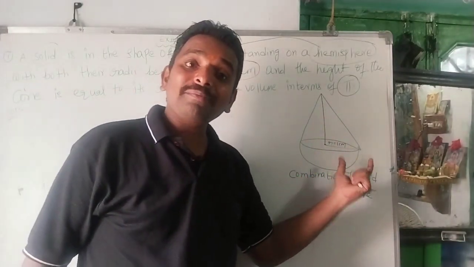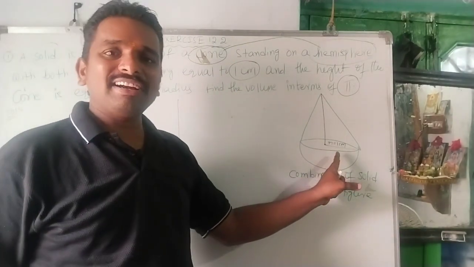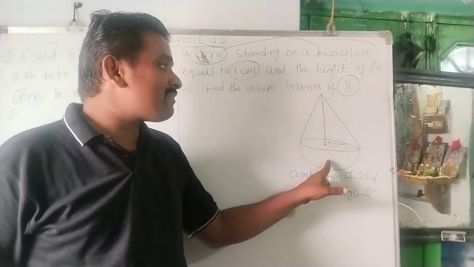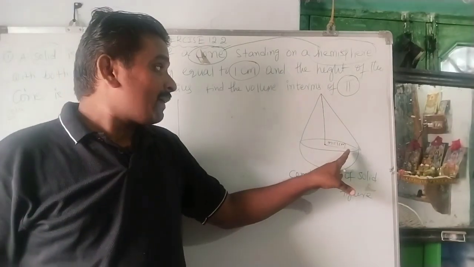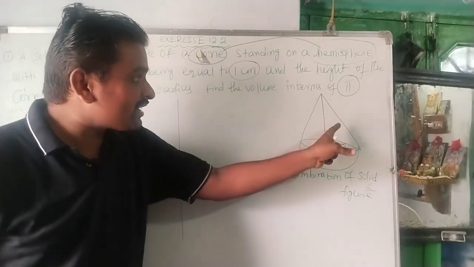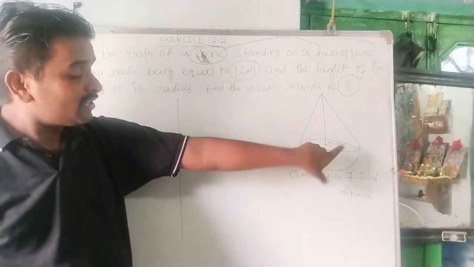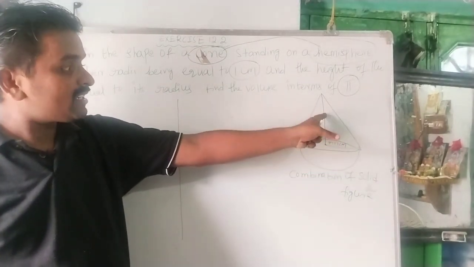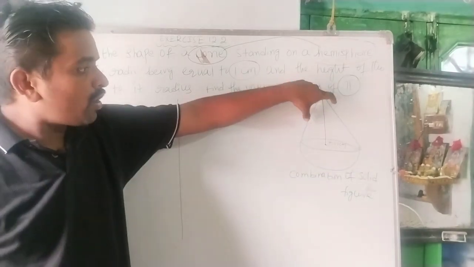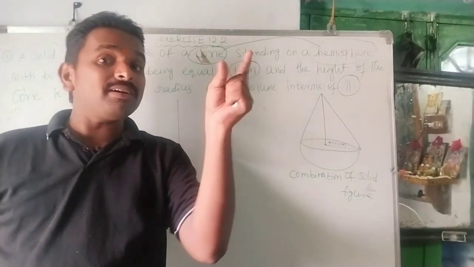Here, hemisphere measurement: a hemisphere has only one measurement. It requires only the radius. The radius is given already. The radius of the hemisphere is 1 centimeter. But what about the second figure? One more figure is given here. That figure is a cone. What about the radius of the cone? For a cone we need two measurements to calculate area or volume. Those two measurements are given already.